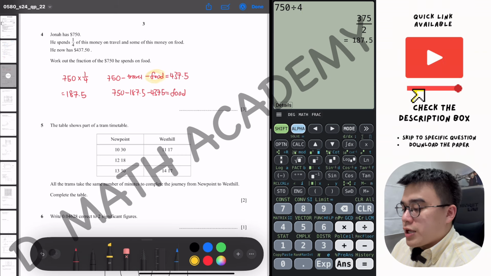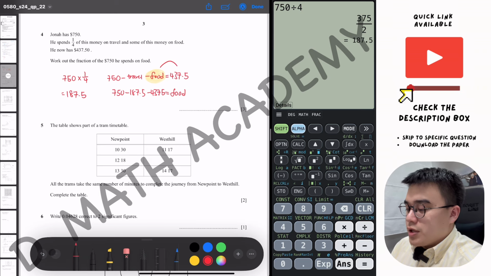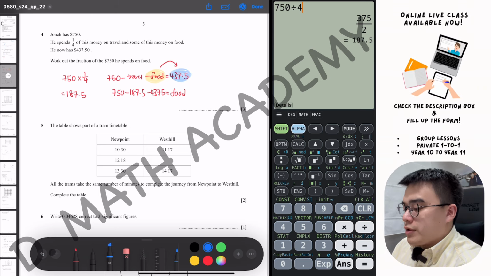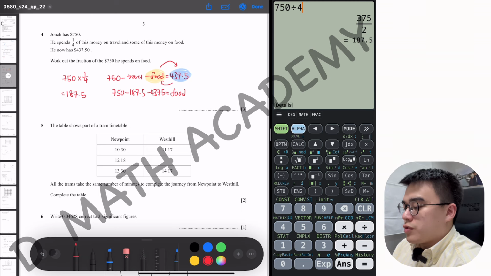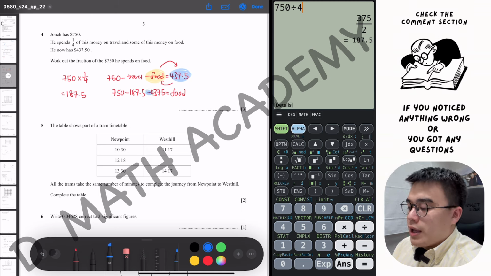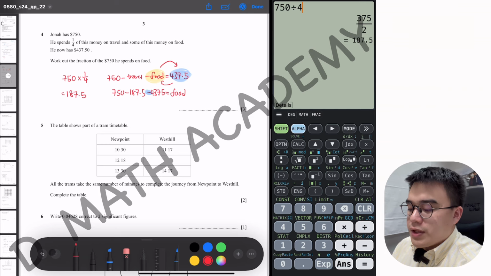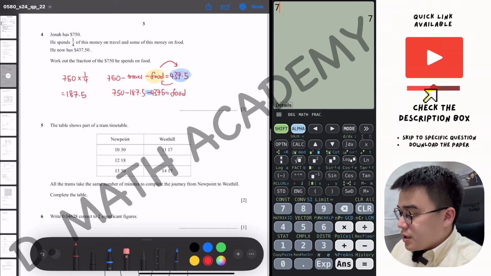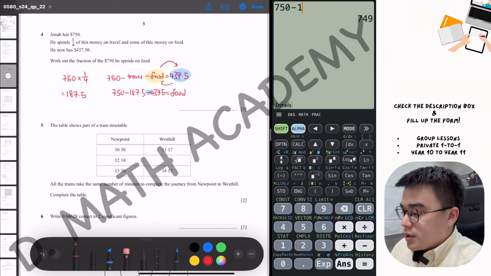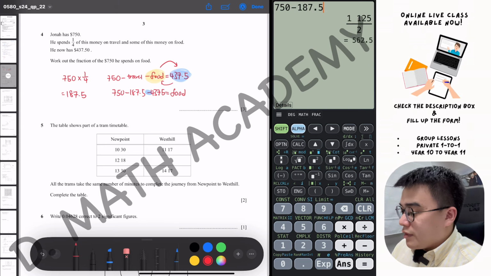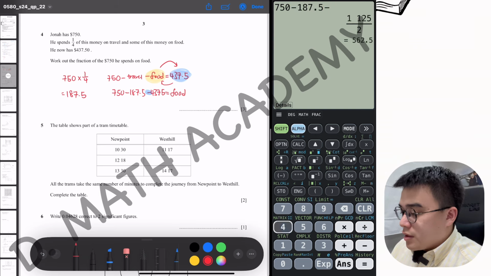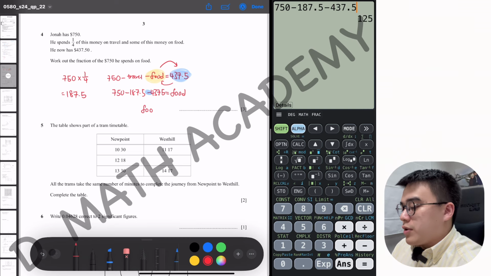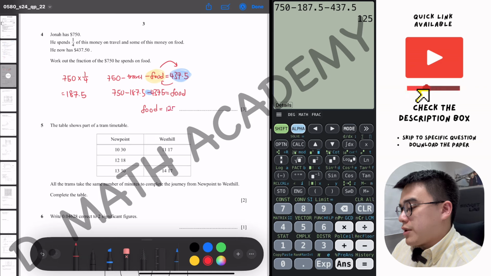What I did here was transfer this entire negative to this side, making it a positive number. Meanwhile, the 437.5 was thrown to the front. That would explain the sudden appearance of the negative there. So 750 minus 187.5 minus 437.5. Okay, you'll be able to get your food result as 125.